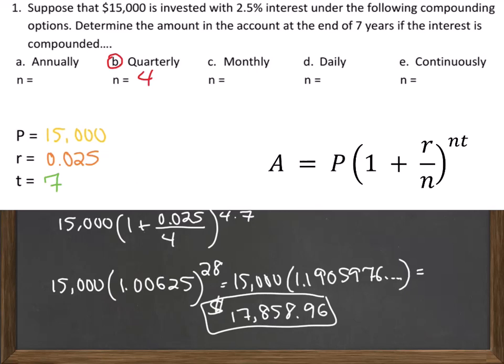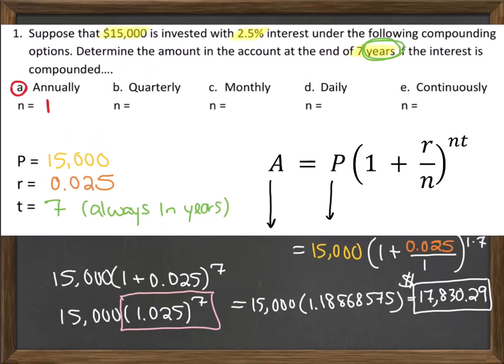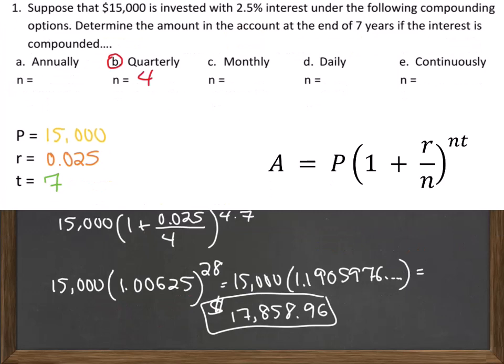So let's take a minute and compare what we got when we compounded annually with what we get when we compounded quarterly. Okay, so here we have 17,830. So remember, our last number was 17,830.29. Here we have 17,858. Okay, so this is compounding at once a year. This is compounding at 4 times a year. So which one is larger? Well, you can see that it's a little bit larger, only by like $28, which isn't a ton, right? But it's slightly larger when we compound it 4 times a year instead of once.